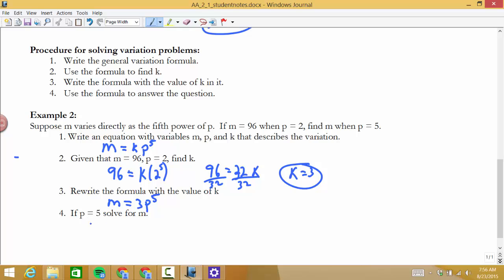And then finally, we want to do the last step, which is solve for whatever we're looking for. In this case, we're solving for when p is equal to 5. So I'm going to say m is equal to 3 times 5, not p, excuse me, 3 times 5 to the 5th power. Now if we do that on our calculator, I believe that would come to 9375. Okay? Therefore, the value of m when p is equal to 5 would be 9375.